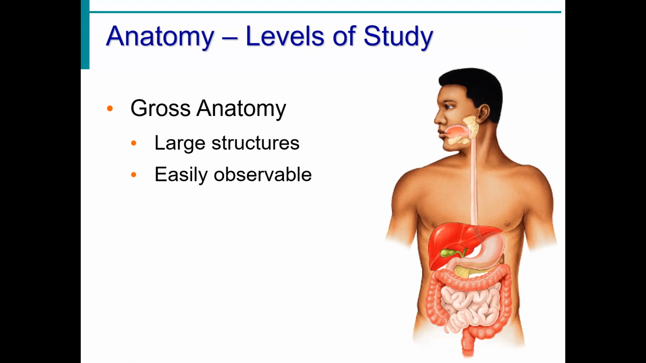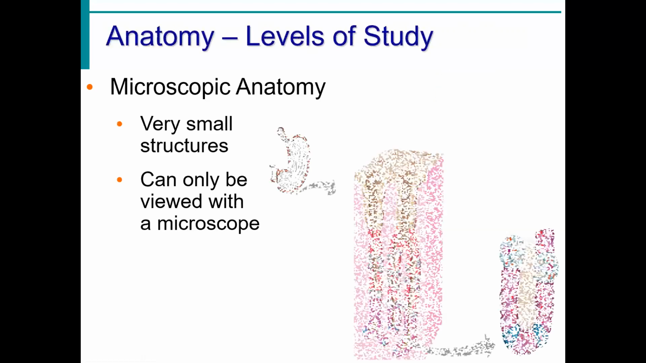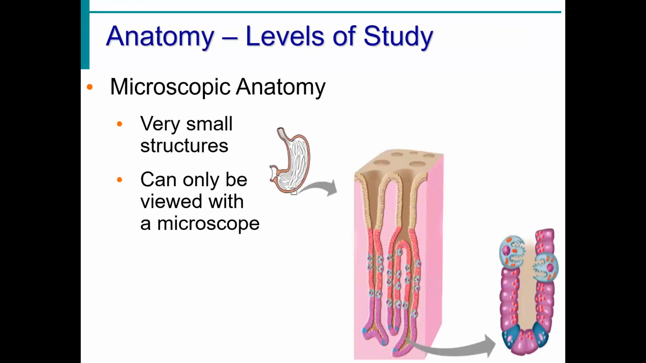And at this level, we're studying large structures, those that are easily observable. Okay, so these are going to be our large anatomical structures that we can see quite easily. We refer to that as gross anatomy. Okay, likewise, we can also study the body from a microscopic standpoint.